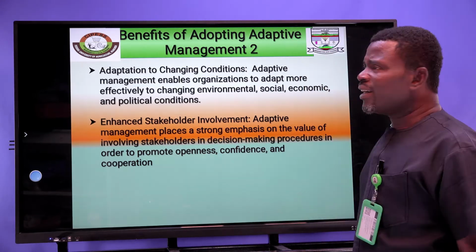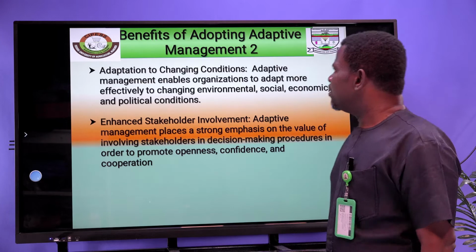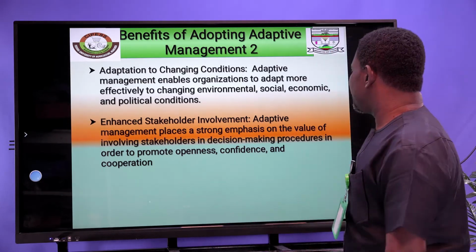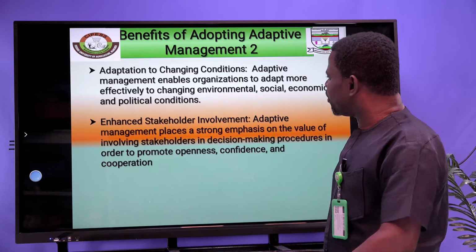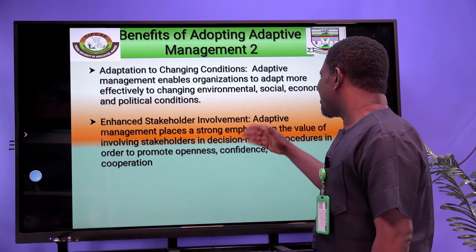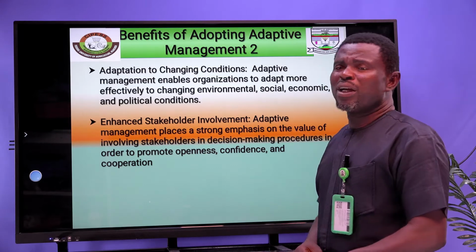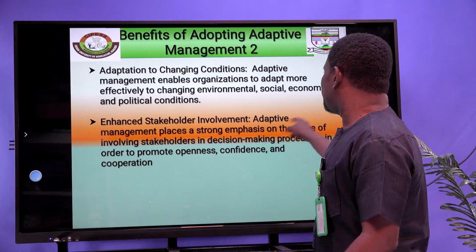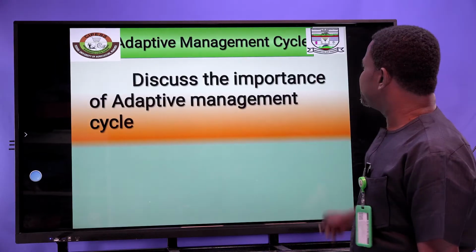Another benefit of adopting adaptive management is that it enhances stakeholders' involvement. I've talked about stakeholders' involvement, but it places a strong emphasis on the value of involving stakeholders in decision making. An individual doesn't just sit in one place and take decisions. Involve all the various stakeholders and it makes it better.